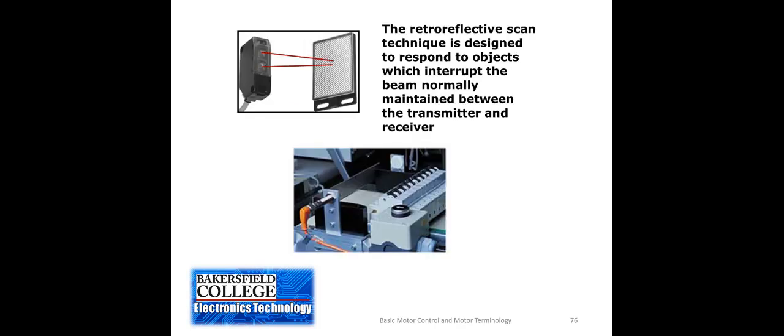We can use them for a variety of different applications. Anytime that we have a situation where the beam is interrupted, then we can use this type of scanning technique. It doesn't necessarily need to be objects going across a conveyor belt. It could be pieces of the equipment, and we use these instead of a limit switch or some mechanical switch.